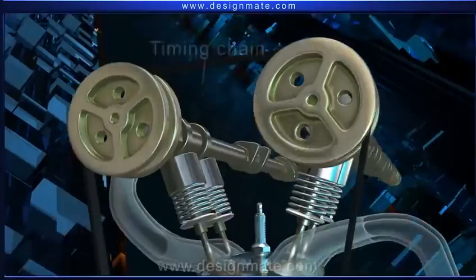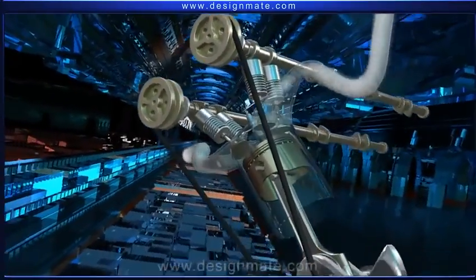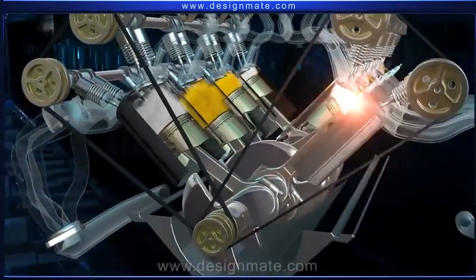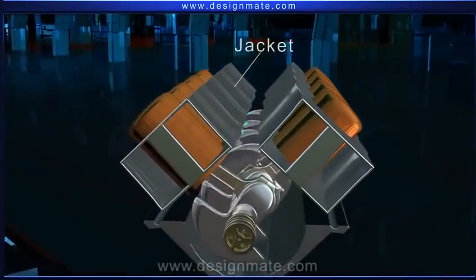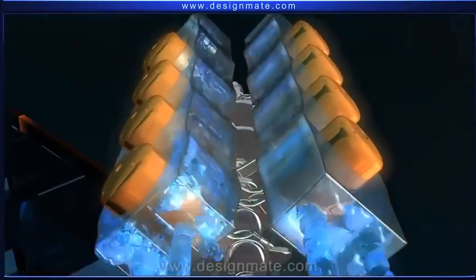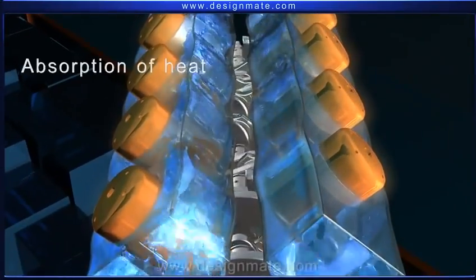Camshafts are connected by timing chains with the crankshaft to maintain synchronization between their motions. And a jacket surrounds the cylinder bank, through which cold water is continuously circulated to absorb excess heat produced during combustion.